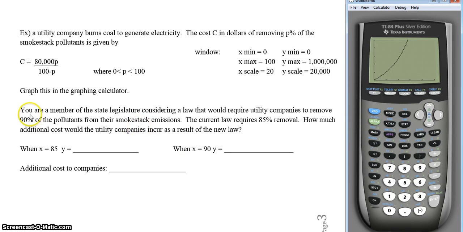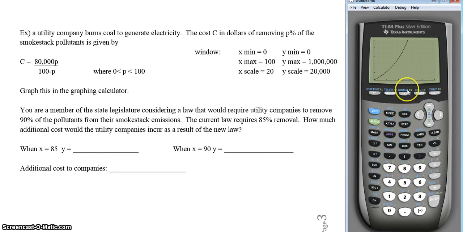Now the question is saying, you are a member of the state legislature considering a law that would require utility companies to remove 90% of the pollutants from their smokestacks. Right now, they only have to remove 85%. If you're going to apply this law, you're going to want to know how much it's going to cost the companies to meet these new regulations. So let's figure out what it would cost the company right now to remove 85%.